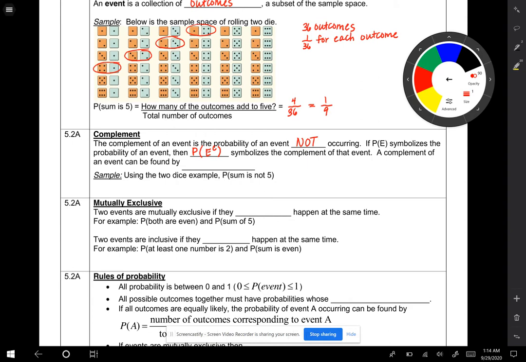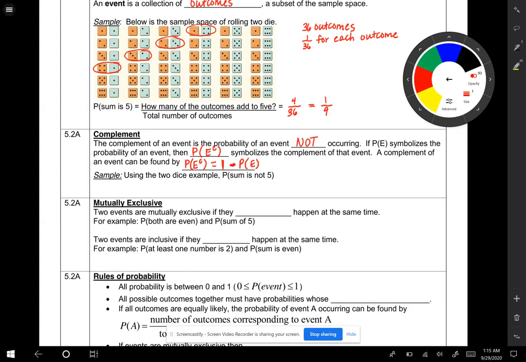A complement of an event can be found by, and remember I had mentioned earlier that the probabilities add up to 1, so to figure out the complement, you would take 1 minus the probability of an event. So the probability not E is equal to 1 minus the probability of event E, right?